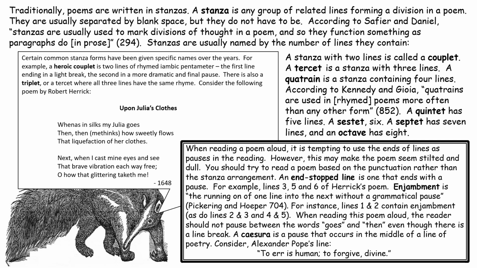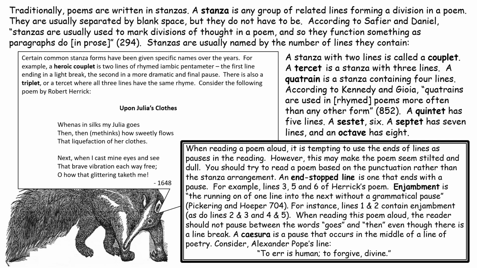According to Saphir and Daniel, stanzas are usually used to mark divisions of thought in a poem, and so they function something as paragraphs do in prose. Stanzas are usually named by the number of lines they contain. So a stanza with 2 lines is called a couplet. A tercet is a stanza with 3 lines. A quatrain is a stanza containing 4 lines. And according to Kennedy and Gioia, quatrains are used in rhymed poems more often than any other form.